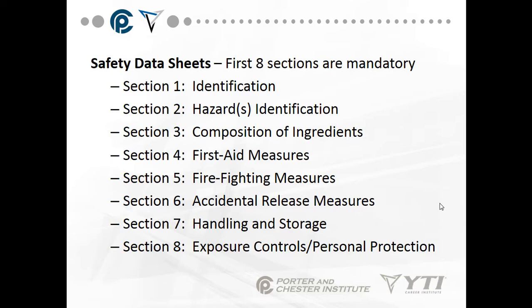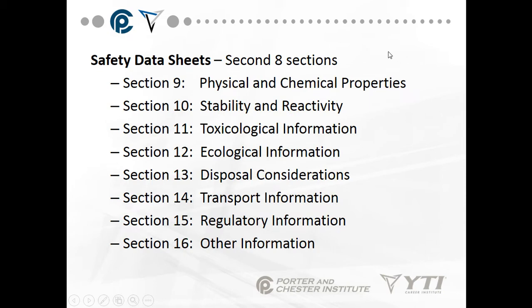Section 5 is firefighting measures. Some chemicals cannot be treated with water. Section 6, accidental release measures. Section 7, handling and storage. And Section 8, exposure controls and personal protection. Do you need to wear gloves, a mask, a hat, a gown? Do you need a face shield? What do you need to have on your body to protect you when you're using a specific chemical?